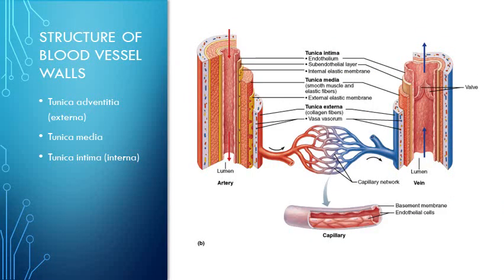There are three wall layers of the blood vessels: the tunica externa, the tunica media, and the tunica intima. The tunica externa, or adventitia, is the outermost layer. The tunica media is the middle layer, which consists of smooth muscle and elastin. And then the tunica intima is the innermost layer and consists of simple squamous epithelia. And its purpose is to smooth out blood flow.